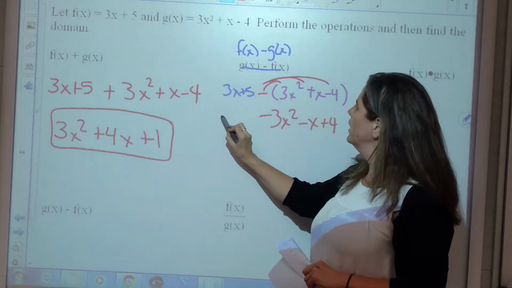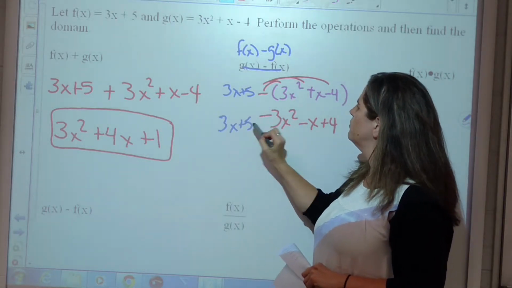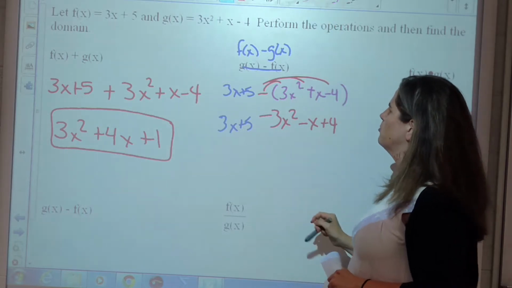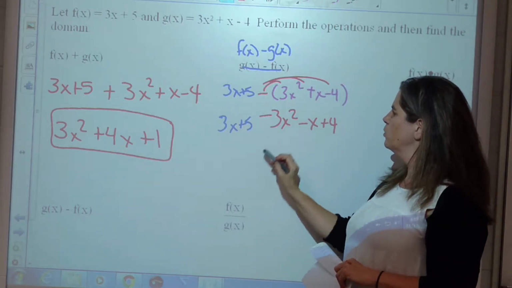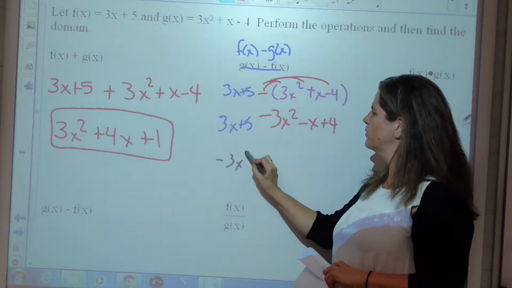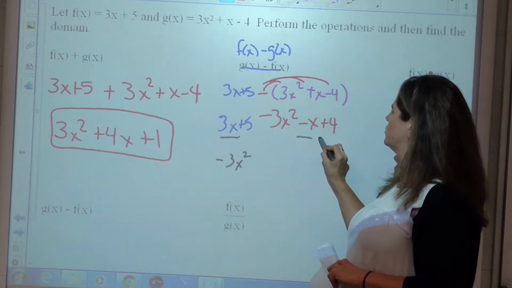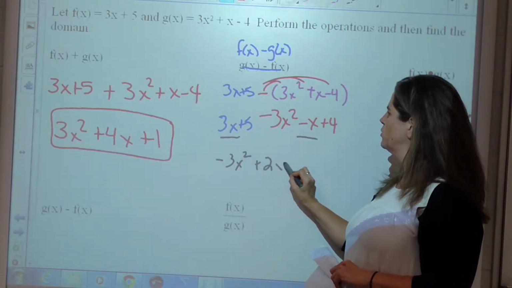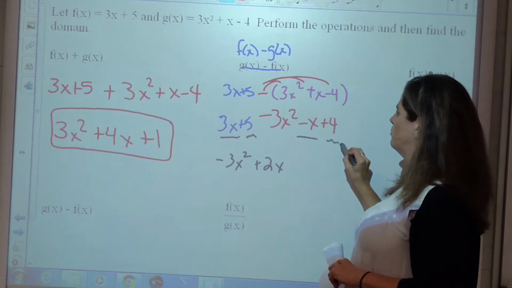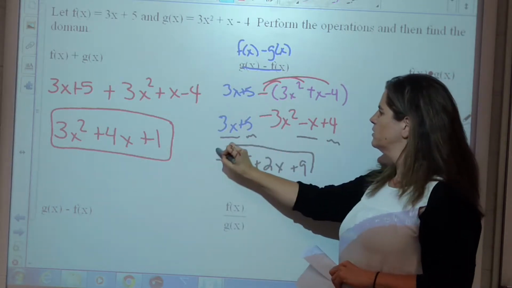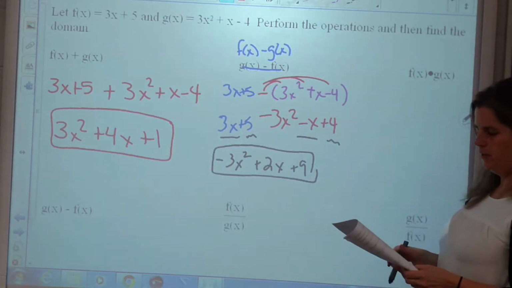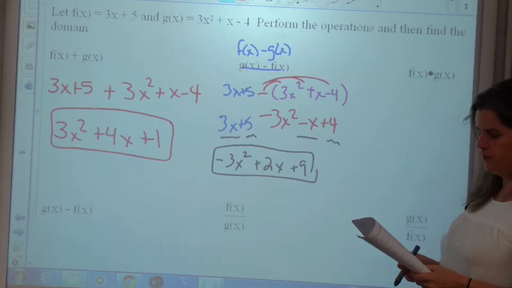Those are going to go together with my 3x plus 5. And again, I'm just combining like terms. So I only have the one squared term, negative 3x squared. I've got 2 x terms, so plus 2x, and 2 number terms, plus 9. So that's what I should be getting on the difference.